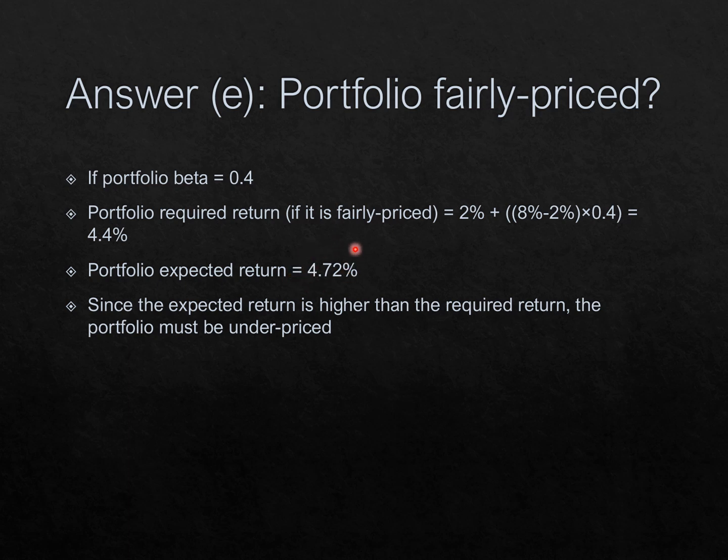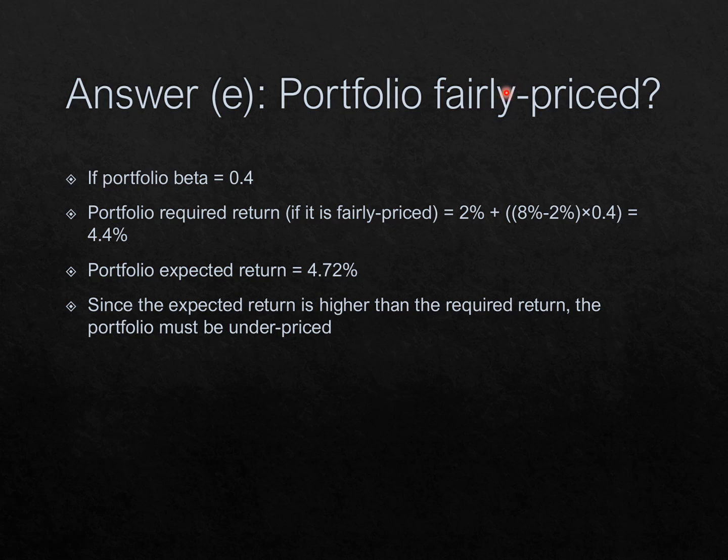Now the expected return is higher because the price is lower. Remember always the relationship between price and expected return: the expected return is high when the price is low. When the price is high, the expected return will be low. Therefore, when the expected return is higher than the required return, it implies that the price of the portfolio is less than the value of the portfolio. That is why it's underpriced. Is that clear? Please think about that. If you are not clear, think about the argument step by step, then it will become clearer. That's the answer for the fifth question.